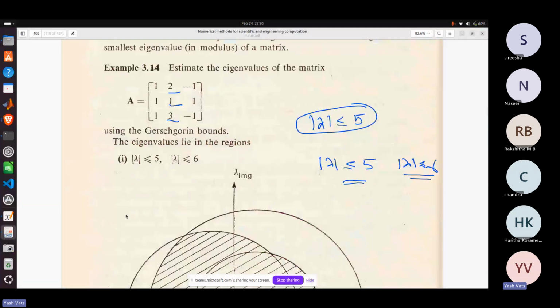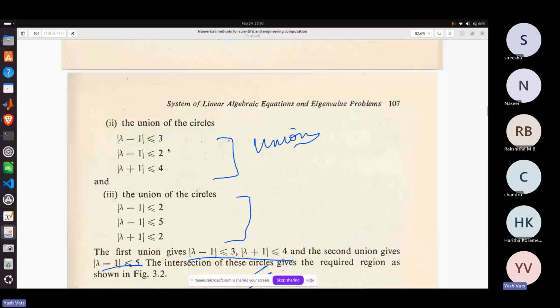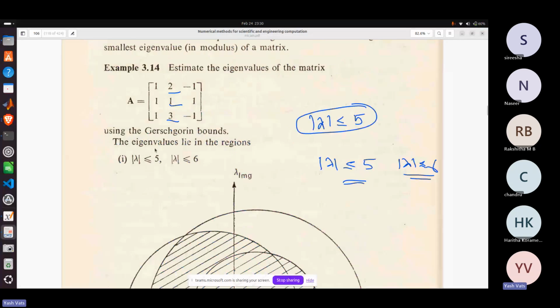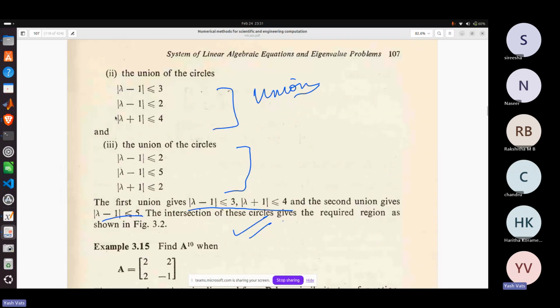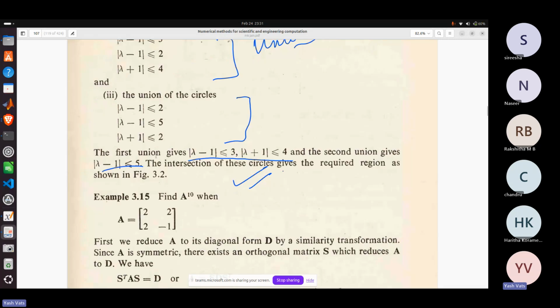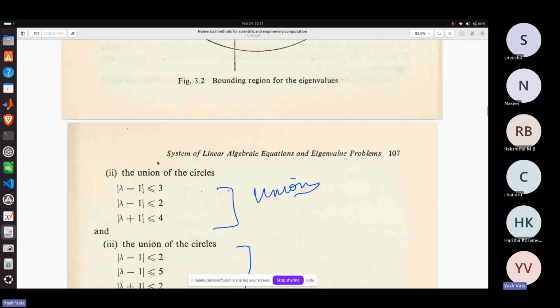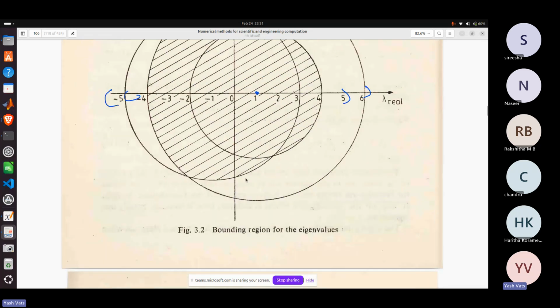Similarly, it also says that there are two things. You have to take the union of circles. Union of circles means that lambda minus 1 should be less than or equal to 3. So you take this diagonal entry and subtract it, and then it is less than or equal to the other sum. Similarly here, similarly there. So you get this, and similarly for columns as well. And then you just have to take your intersections and make the plot like this, and you get the bounds.